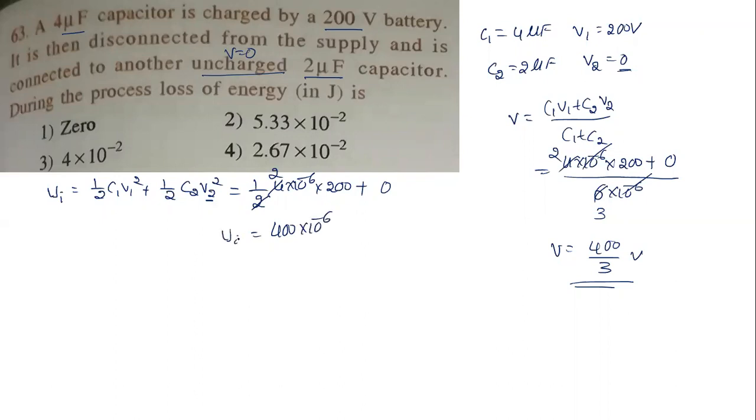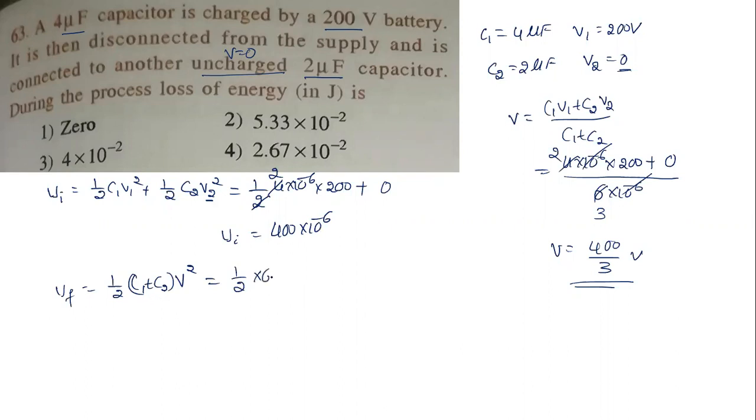That is initial energy. Let's find final energy, it is half C1 plus C2 into V square. Because potential is common, we take it like this. Here V square. Okay, so it will become what now? 1 by 2 C1 plus C2.